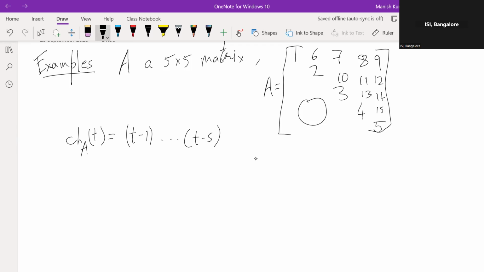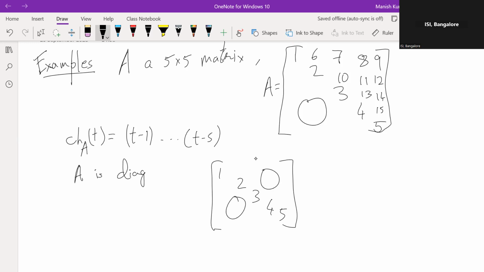So that tells you that each eigenspace is one dimensional. In various ways, you can see that it is diagonalizable, and the Jordan form is precisely the diagonal matrix with 1, 2, 3, 4, 5. A diagonal matrix is already in Jordan form, right? So this is the Jordan form of this 5 by 5 matrix.